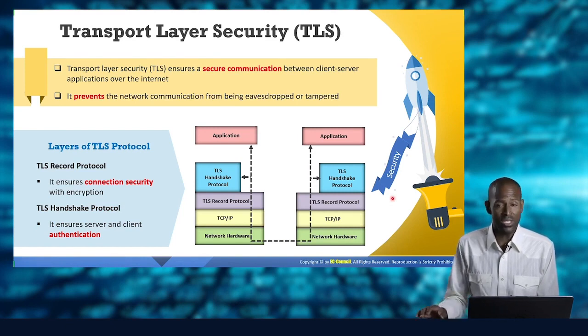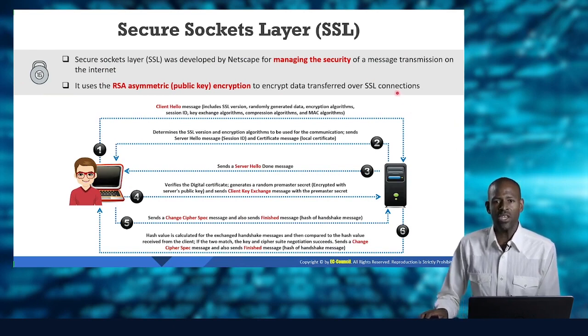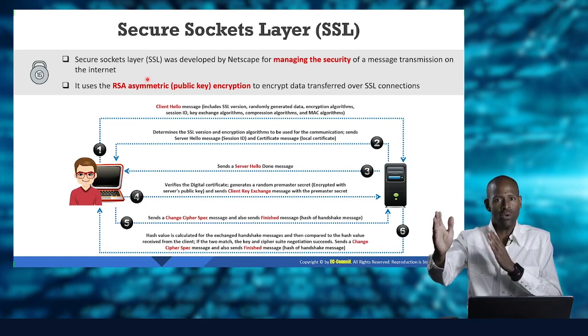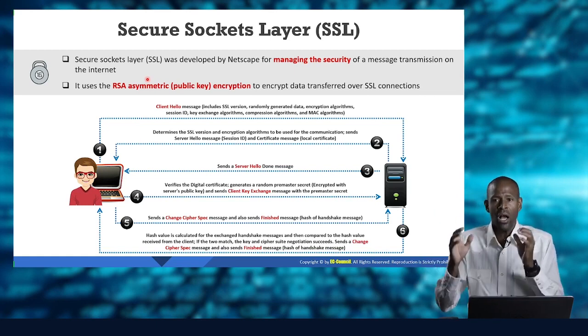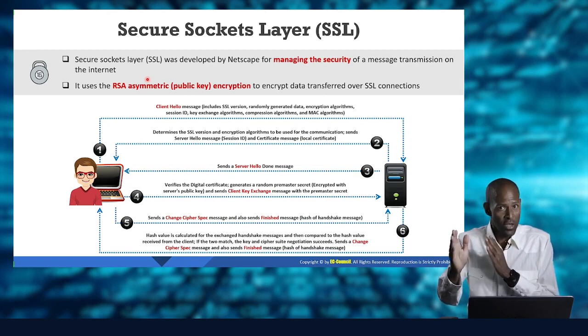And then SSL, which is secure sockets layer, is still used for many different purposes. It makes use of good old RSA, which is asymmetric, meaning that there is a public key and a private key, whereas with symmetric encryption, the keys are the same. And so you have to use a key exchange protocol like Diffie-Hellman to get them across.